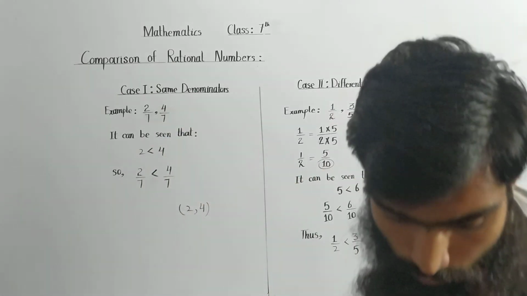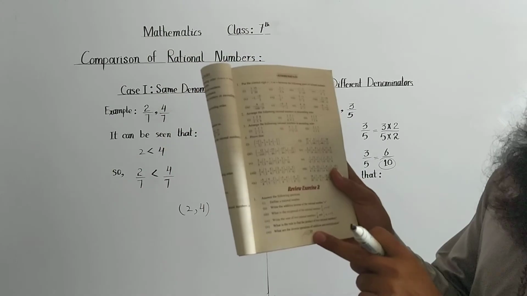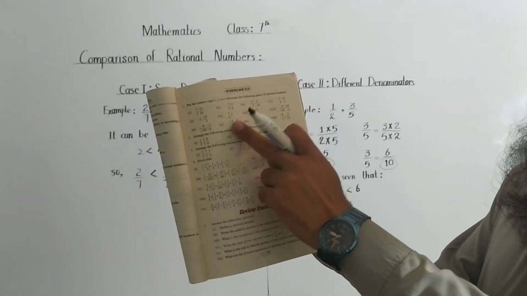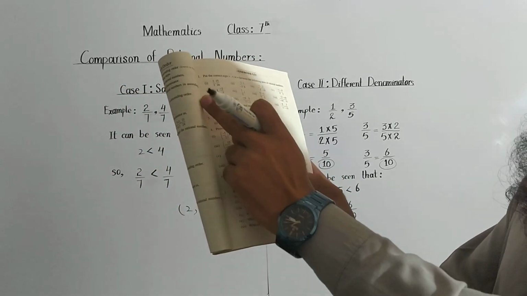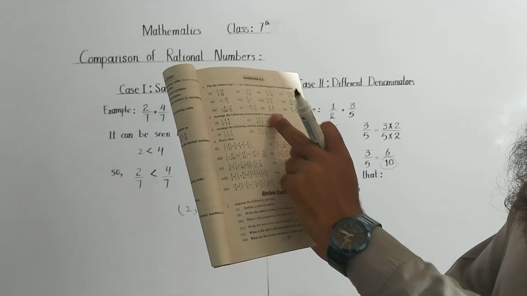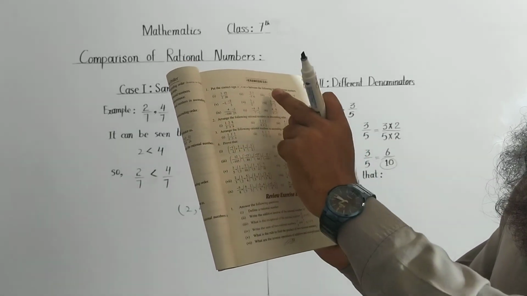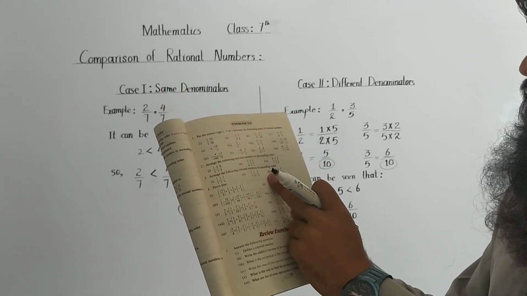Some questions you should solve yourself. In the textbook, page number 33, exercise 2.3, students, question number 1, question number 2 and question number 3. All the parts present in these questions you should solve yourself. I hope you will solve them easily.